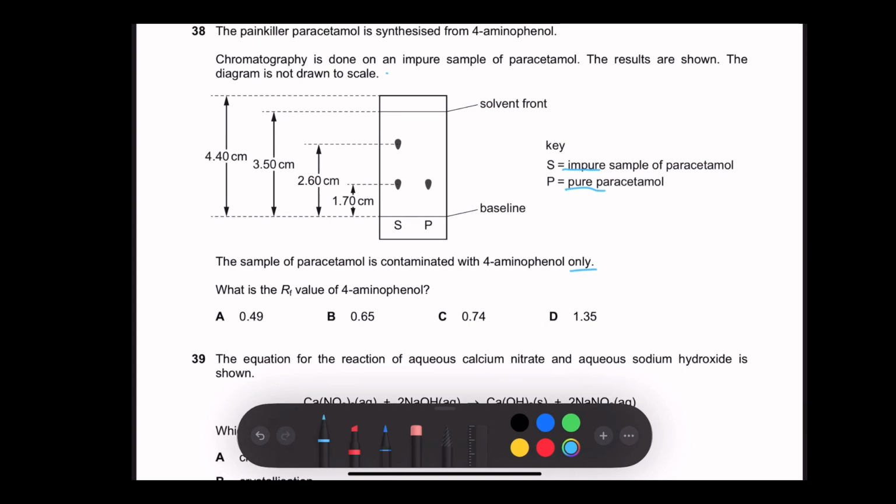So we know that S is the impure one, right? How do we know which of the two spots is for 4-aminophenol? We can see that S has this spot and P also has this spot. So this spot is for the pure one, the substance that is also present in the pure one. So this one is the 4-aminophenol. So we're going to calculate the Rf value of this.